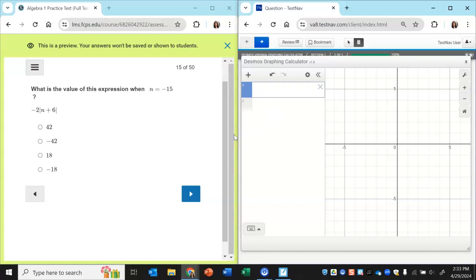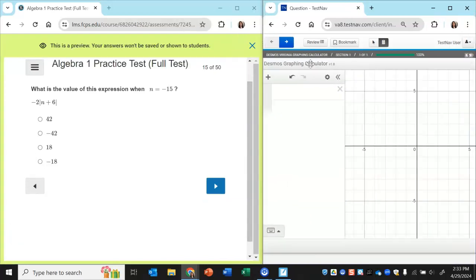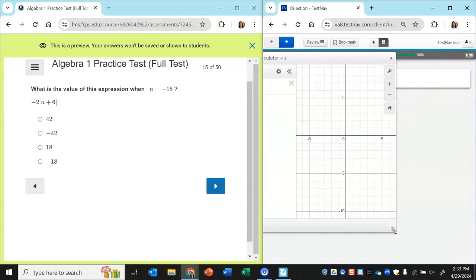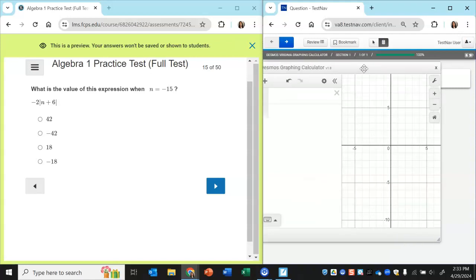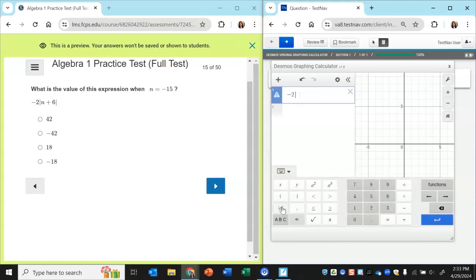My question mark just kind of scooted down, but if I were to open, yeah, there you go. I think I like this one better. So for this, it's just plugging it in, plug and chug. We will do -2 times the absolute value of n. Now n is negative, so I'm going to go ahead and plug it in like that. Plus 6, and then that's -18.